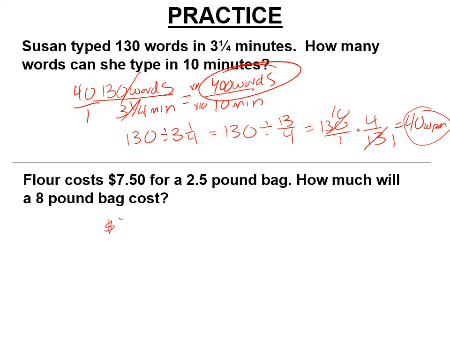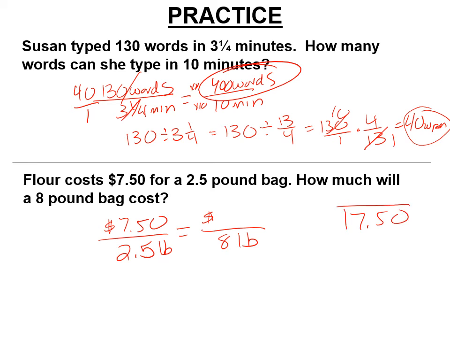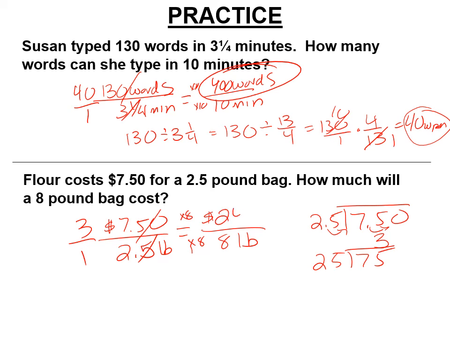Flowers cost $7.50 for a 2.5 pound bag. How much, and I should have my units because we're doing proportions. We need an 8 pound bag. We want to know these dollars. So simplify our first one. So we're going to do 7.5 divided by 2.5, but we can't do that. We got to move the decimal point. Oh, it's 75 divided by 25, 3. This simplifies to 3, 3 over 1. 1 times 8 is 8. 3 times 8 is $24 for an 8 pound bag.